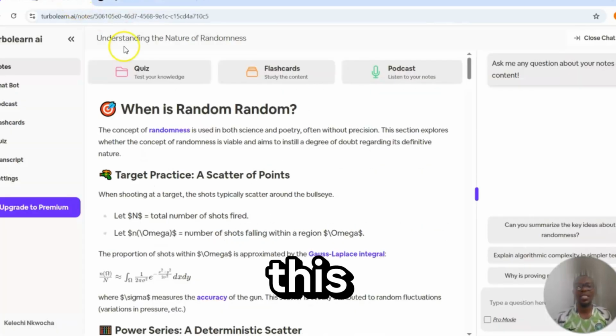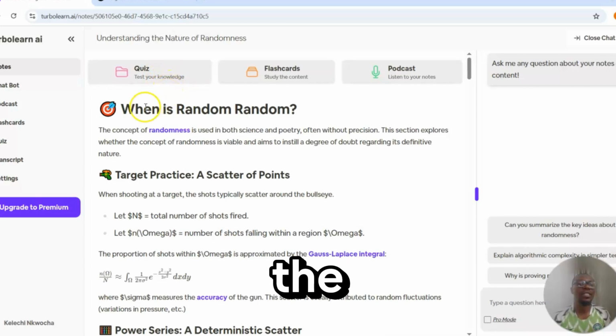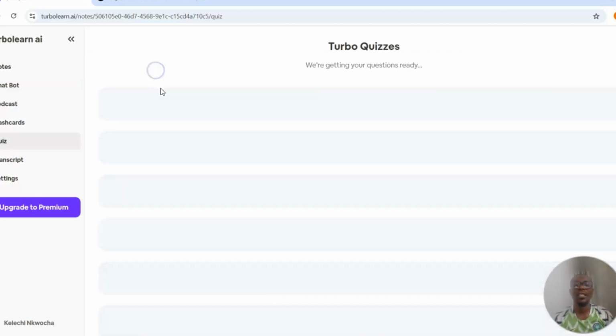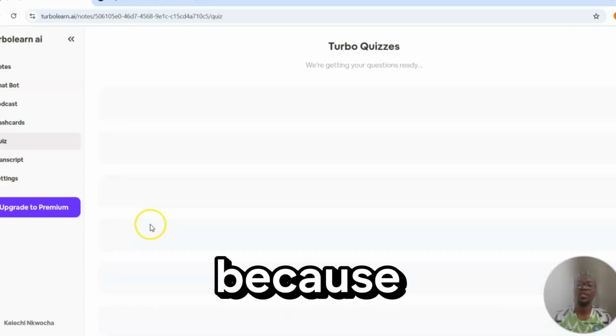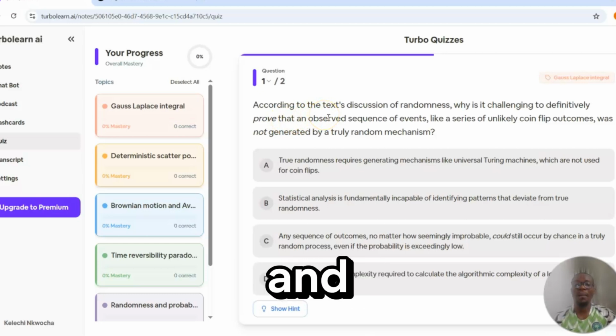Okay, so back to this now. So we are saying what we can do with the quiz, with the notes, and then we can come down and see quiz. I'm going to pause this now because it will take some time to propagate. Oh, it's fast. Okay, my internet is quite fast. So it's going to go through your notes and pick out questions from your notes.